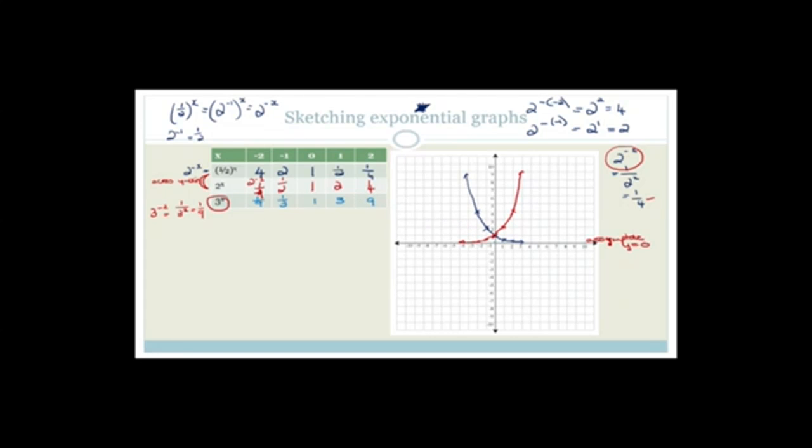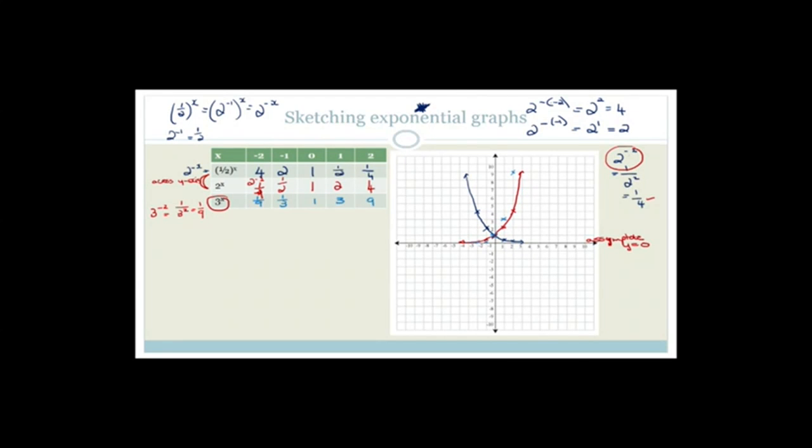Okay, so when x is minus 2, y is a ninth. It's ridiculously small. When x is minus 1, it's a third. It still goes through 1. When x is 1, y is 3. And when x is 2, y is 9.